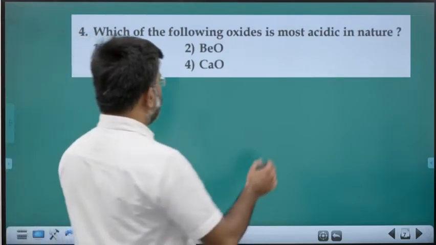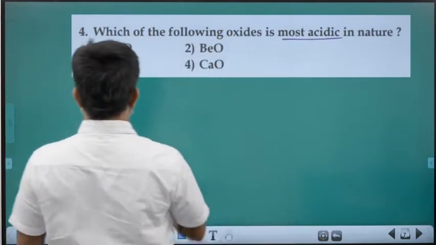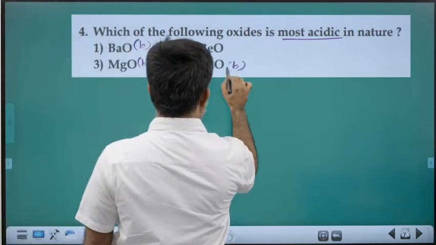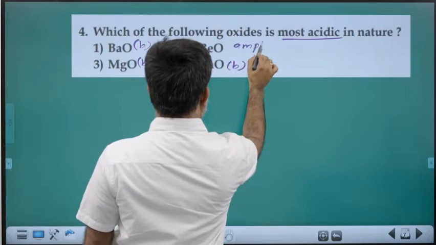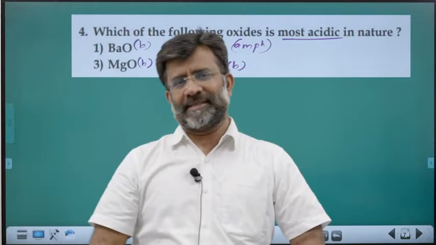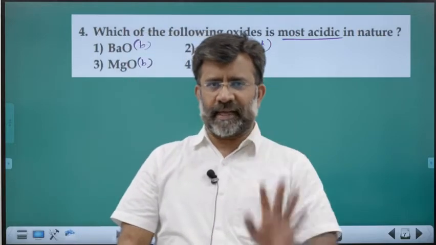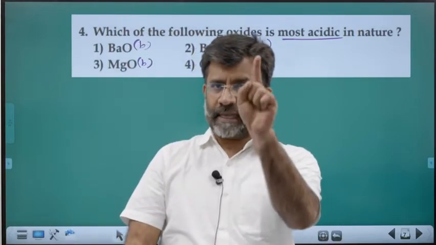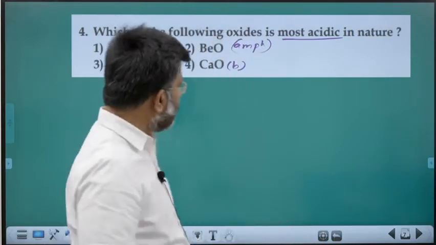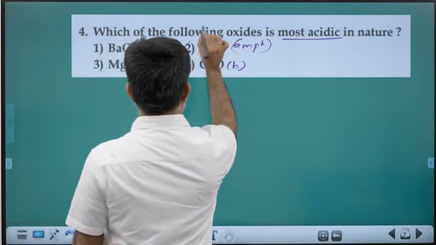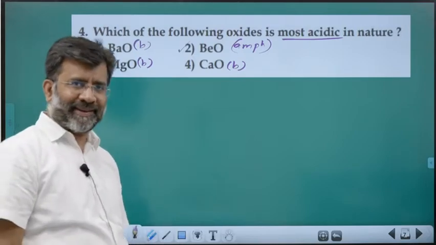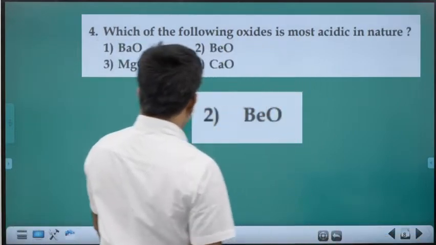Most acidic. This is basic. This is basic. This is basic. And this is amphoteric. Amphoteric means showing acidic as well as basic character. The rest are all distinctly basic, while that one is amphoteric. Beryllium oxide is well known as an amphoteric oxide showing acidic as well as basic character. So that is the answer, while the others are distinctly basic in nature. Okay, next. Second choice.